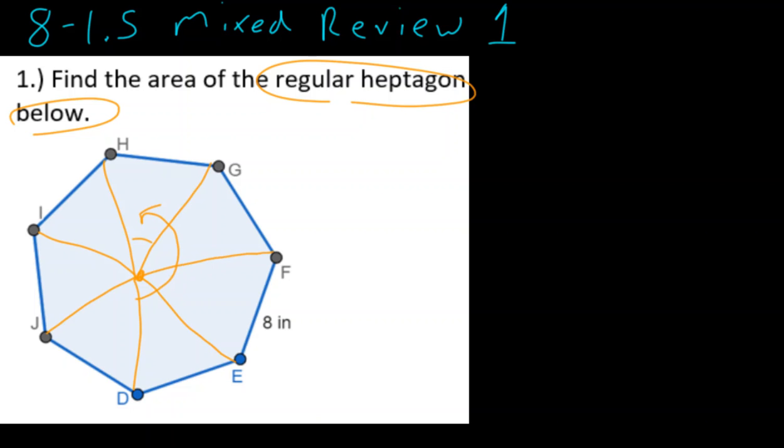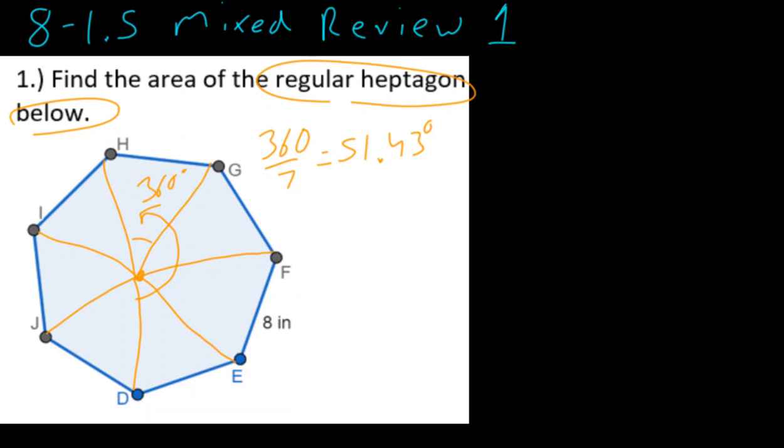Remember, going all the way around this regular heptagon is 360 degrees. So if we do 360 divided by 7, I think we get something like 128. But let me double check that for y'all. Pull up my handy dandy calculator. 360 divided by 7. Wait a second. 360 divided by 7. I stand corrected. It will give us 51.43 degrees. Okay, so why is that important?